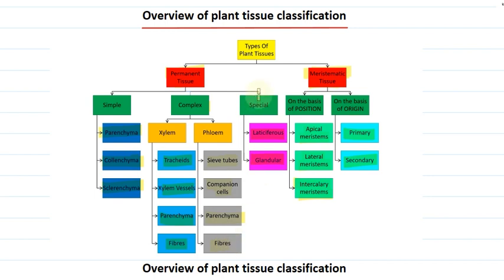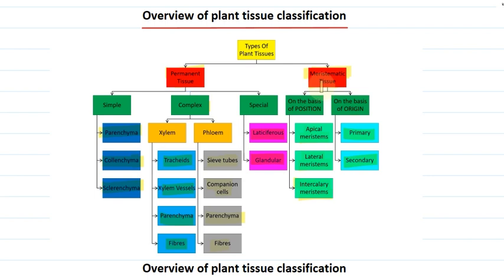Then there are special tissues, which are secretory tissues composed of ducts and glands. Under special tissues, there are two types: lactiferous tissues that help in secretion of latex, and glandular tissue which secretes oils, resins, etc. Then there are meristematic tissues.